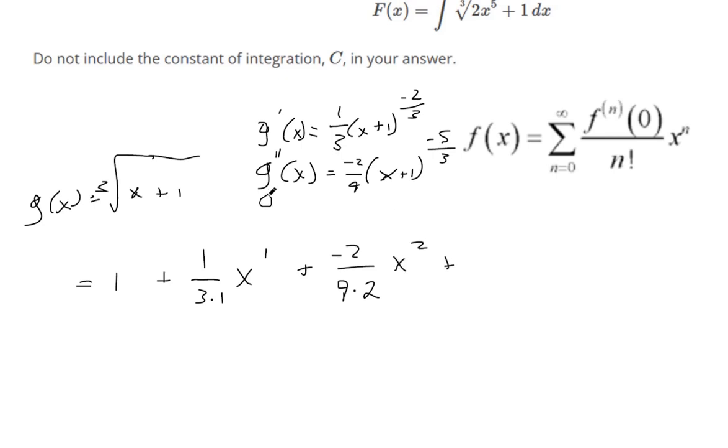And then the third derivative, the negative 5/3 comes down. So that's 10 over 27. It's x plus 1 to the negative 8/3. So if you plug in 0 in there, you're going to get 10 out of 27 times 3 factorial. 3 times 2 times 1 is 6.